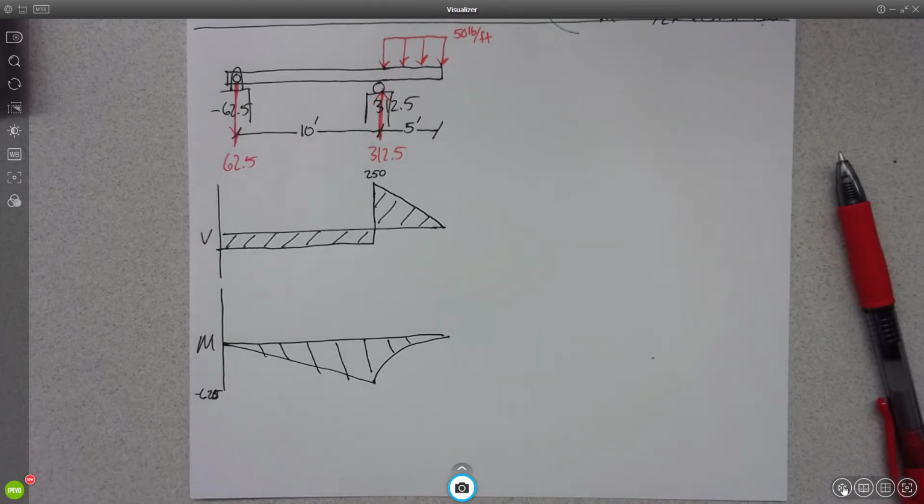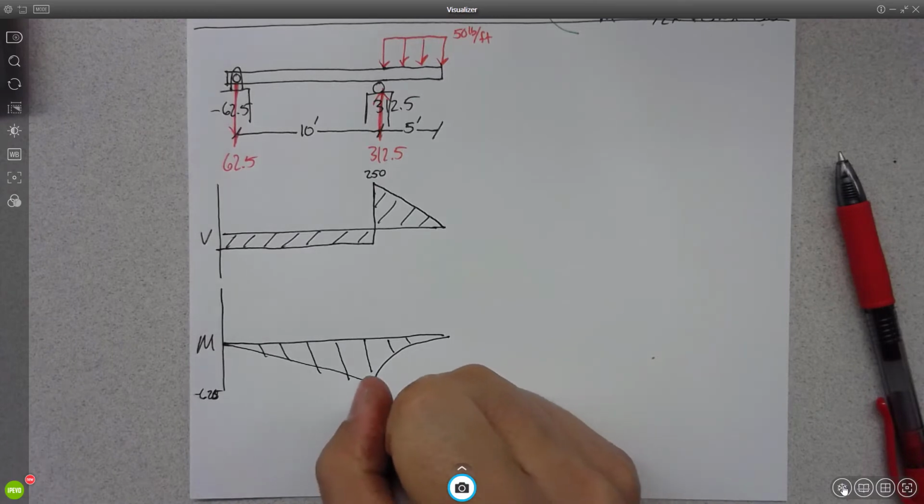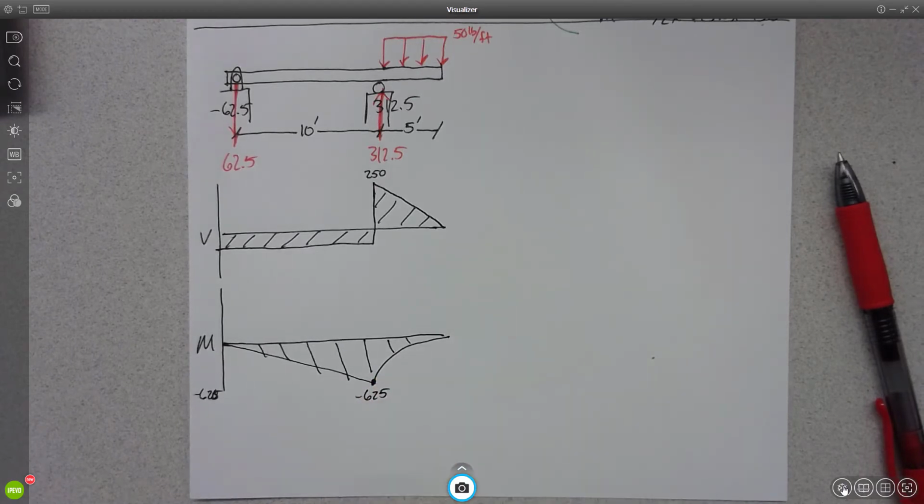So on an exam, you could just do this probably, right? I wouldn't necessarily ask for anything more than this, as long as you know what this point is, which looks like negative 625. We now know the maximum shear and the maximum bending moment. Does this match with what you guys got?